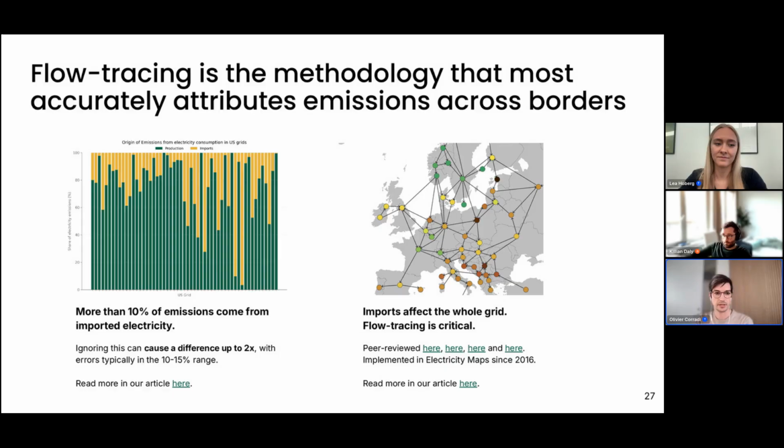type of accounting. So if you actually want the most precise signal here that fits the build that Killian talked about before, meaning hourly matching and deliverability, flow tracing is the methodology right now that most accurately attributes emissions across borders. So let me take an example.